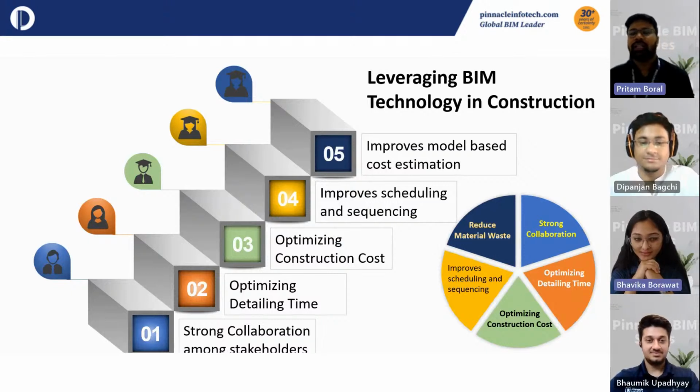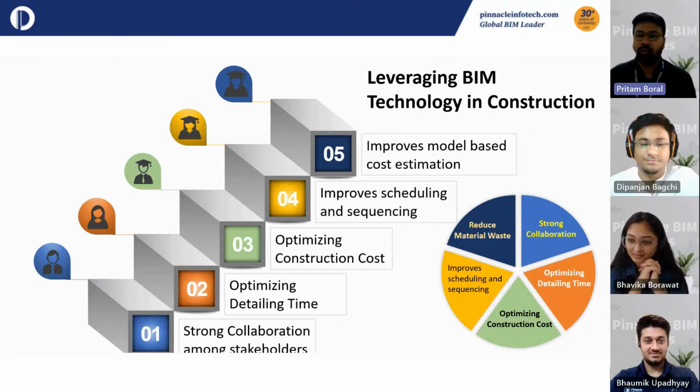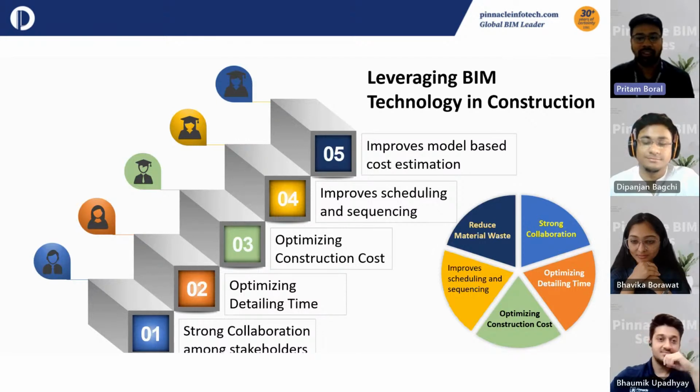I can discuss how we can use BIM the most. Here are some aspects. First, BIM helps in strong collaboration among the stakeholders. BIM brings a collaborative process among all the involved heads, and by checking all the clash detection, it ensures a smooth process that can make the actual construction hazard free.